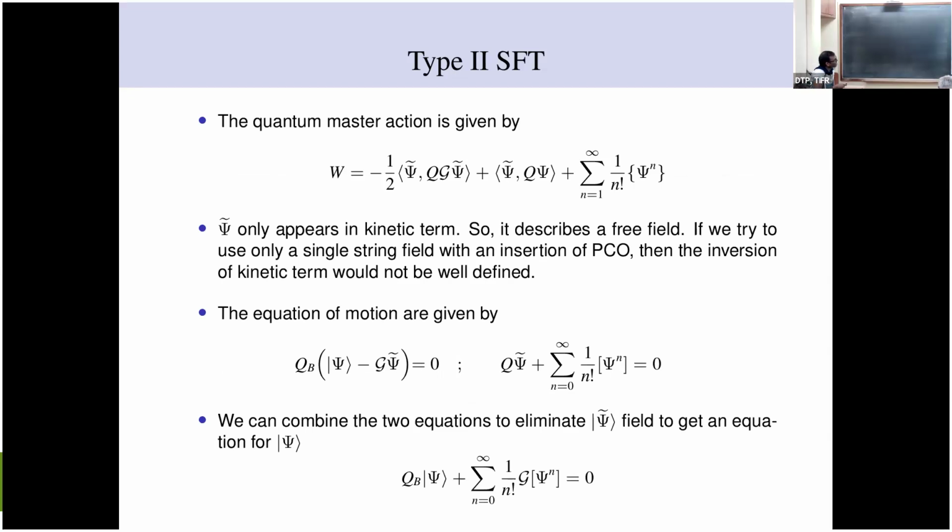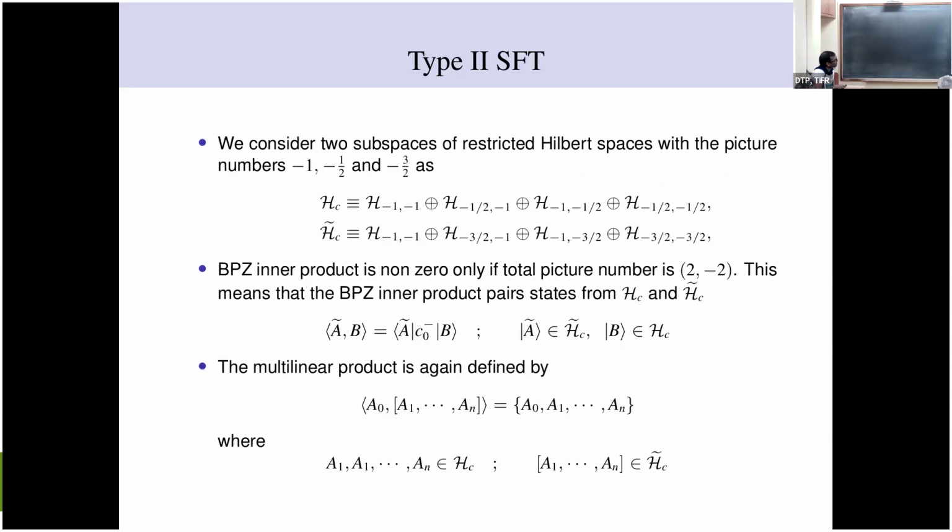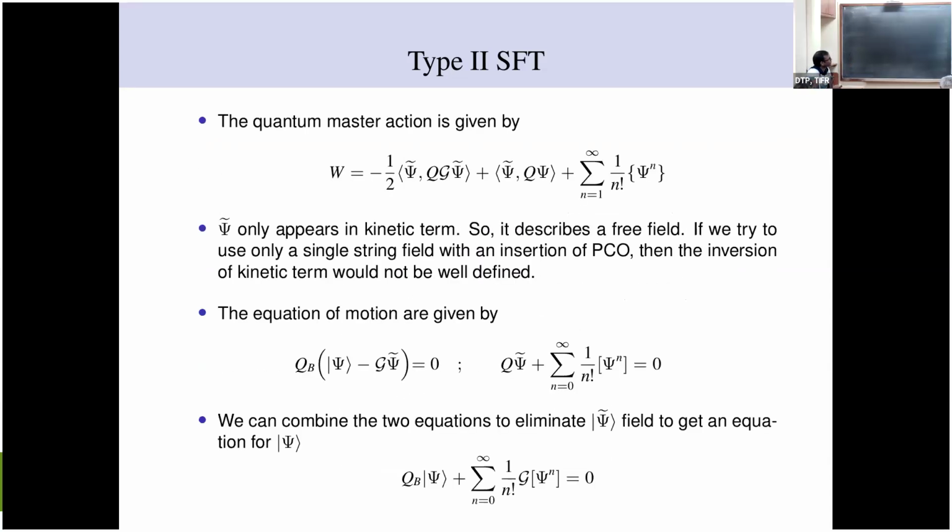Since psi tilde only appears in the kinetic term, psi tilde is an element of this H tilde Hilbert space, and psi is an element of this H C Hilbert space. Half-integer picture numbers are the R sector, and minus 3 half also corresponds to the R sector, and integers are the NS sector. So psi tilde only appears in the kinetic term, so it describes a free field.